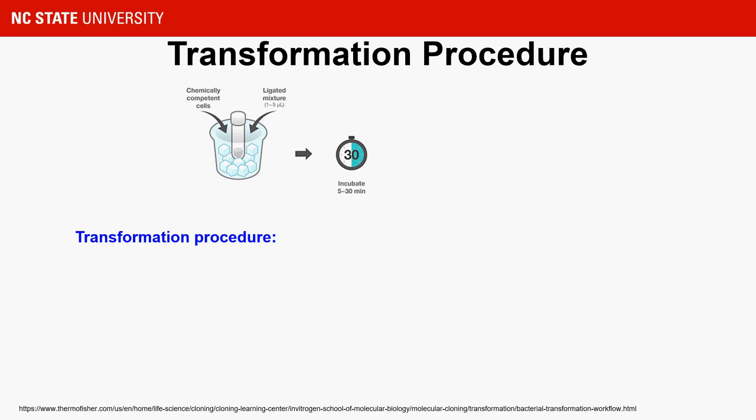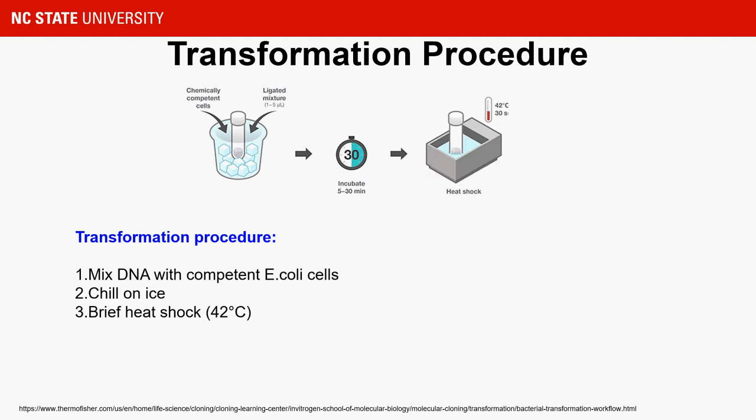To set up a transformation reaction, first, we will mix the DNA with the competent E. coli cells. Usually, we will add 1 to 5 microliters of the ligation reaction mix to the competent E. coli cells. This process needs to be performed on ice. Following incubation on ice, we will briefly heat shock the cells to allow the DNA to enter the E. coli cells. Following heat shock, we will return the cells to the ice. This process will make sure the DNA enters the E. coli cells.